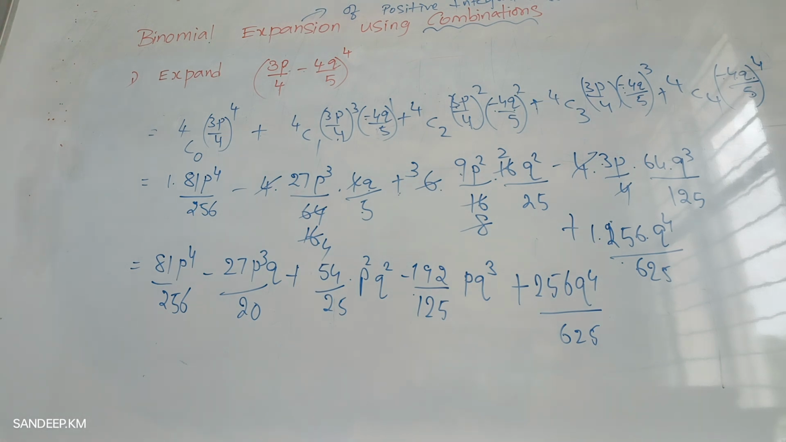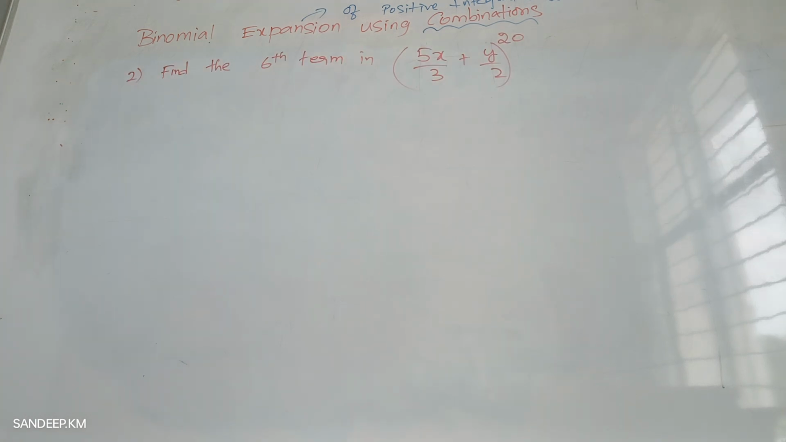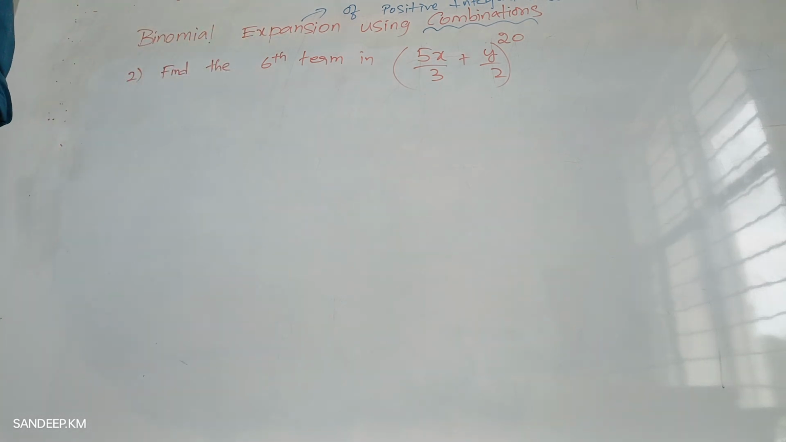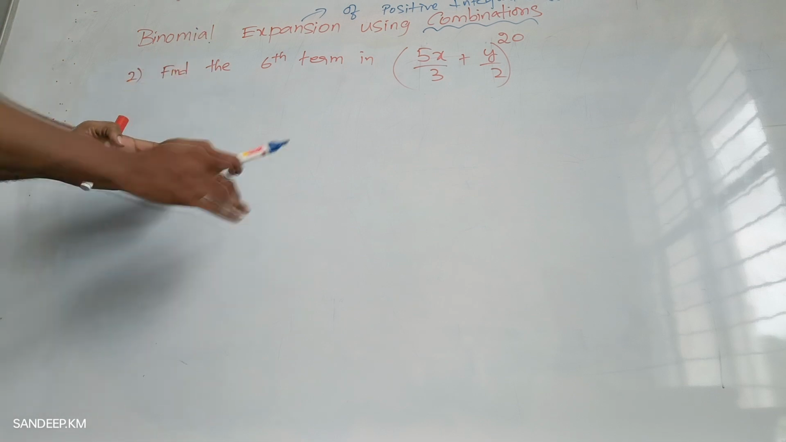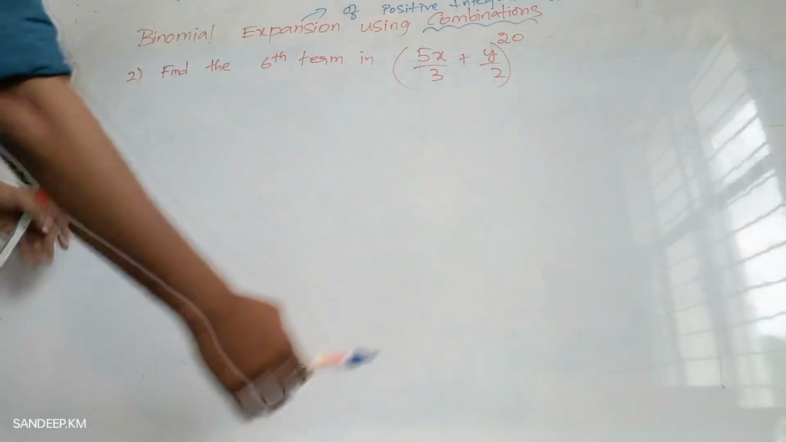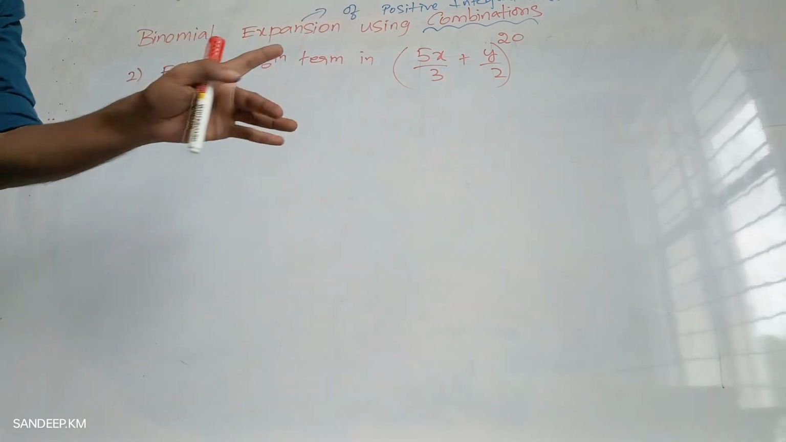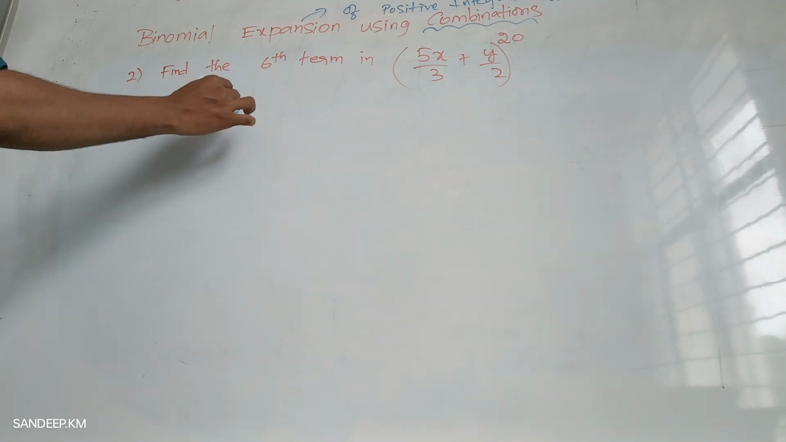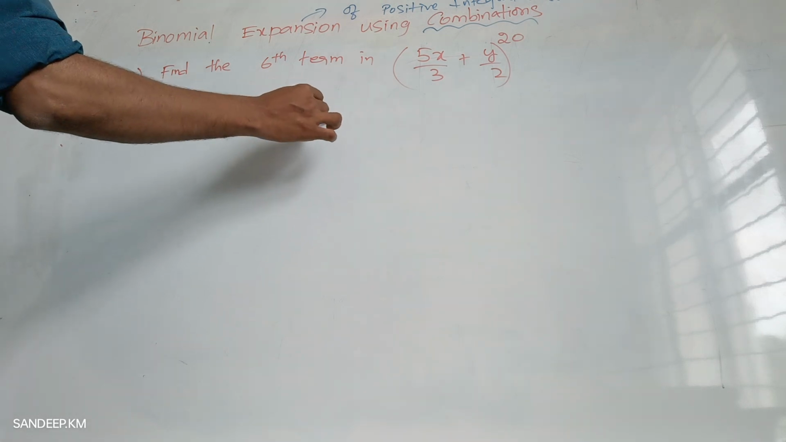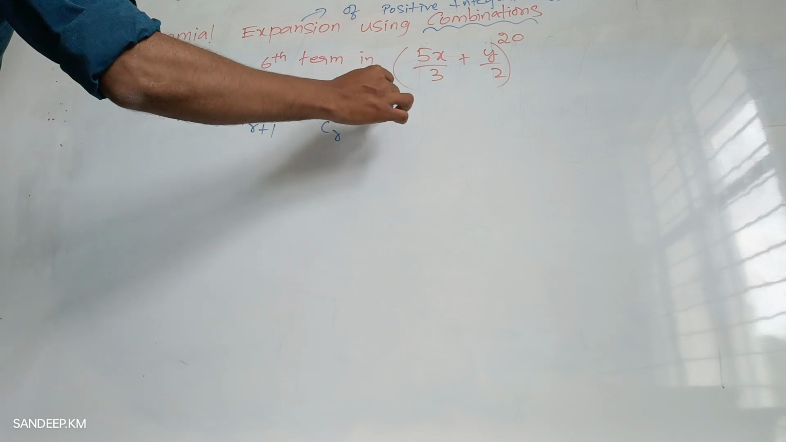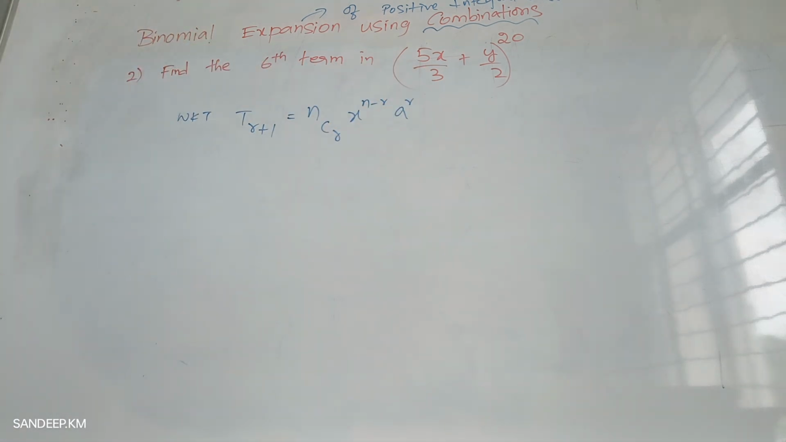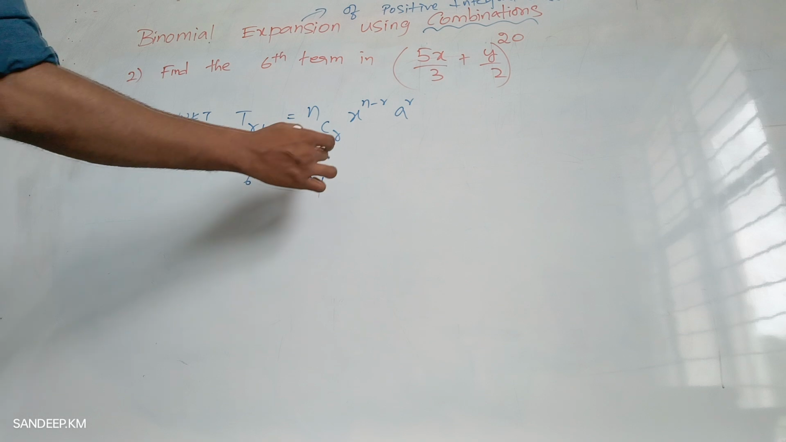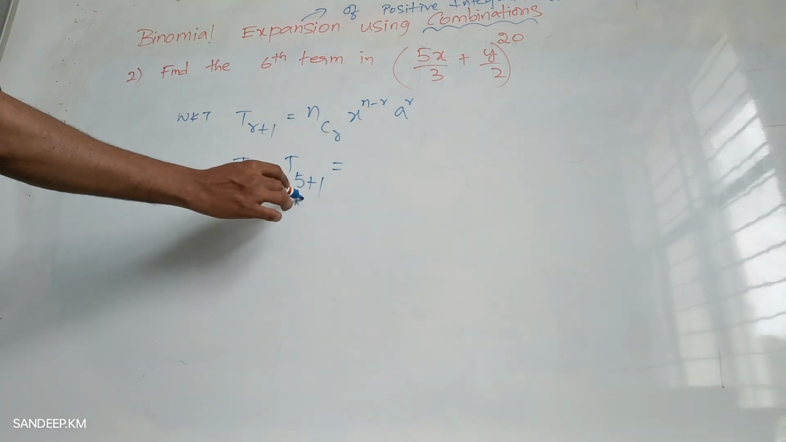Next, what is next model? Here is a simple question. Find the 6th term in this expansion, or 16th term, or 20th term, whatever it is, how to find one particular term in this expansion which contains 21 terms. In the expansion which contains 21 terms, how to find the sixth term? Using the general term formula. So what is it? We know that T r plus 1 is equal to nCr into x power n minus r into a power r. And you are supposed to find the sixth term. Sixth term is nothing but T5 plus 1.